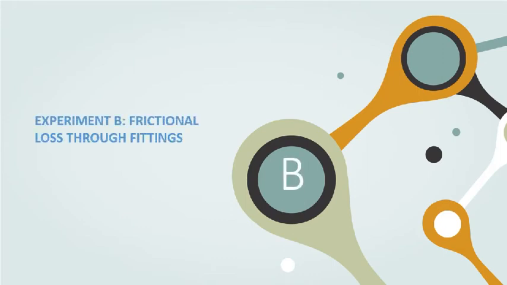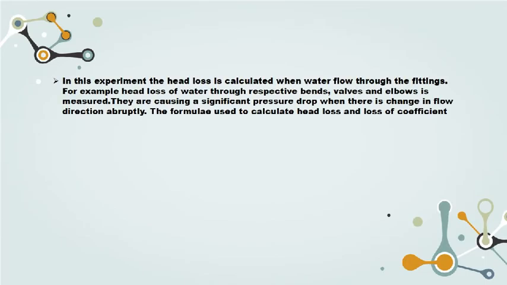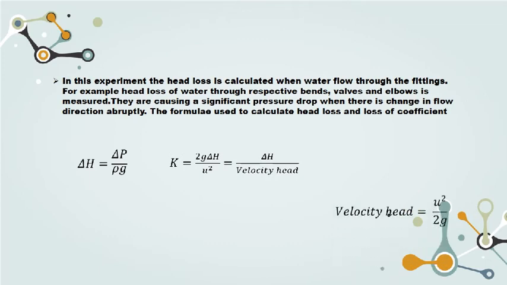So let's continue on experiment B, which is frictional loss through the fittings. Basically this experiment is conducted to calculate the head loss when the water flows through fittings such as bends, valves and elbows. When the water flows through these fittings, there would be a significant pressure drop due to the change in the water flow direction. The equation we use to determine the head loss is this, and to determine the loss coefficient we use this formula, and to determine the velocity head we use this equation.